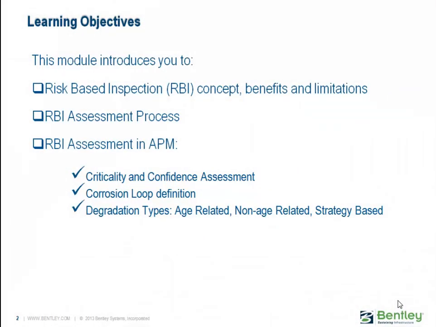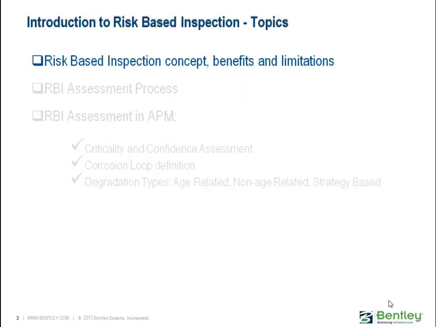This module introduces you to risk-based inspection (RBI) concepts, benefits and limitations, the RBI assessment process, and RBI assessment in APM, including criticality and confidence assessment, corrosion loop definition, and degradation types: age-related, non-age-related, and strategy-based. Introduction to risk-based inspection: risk-based inspection concept, benefits, and limitations.